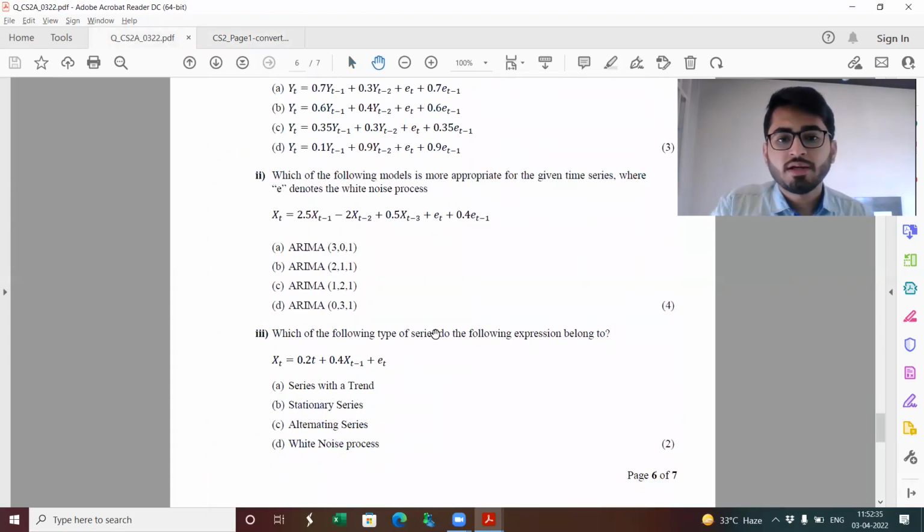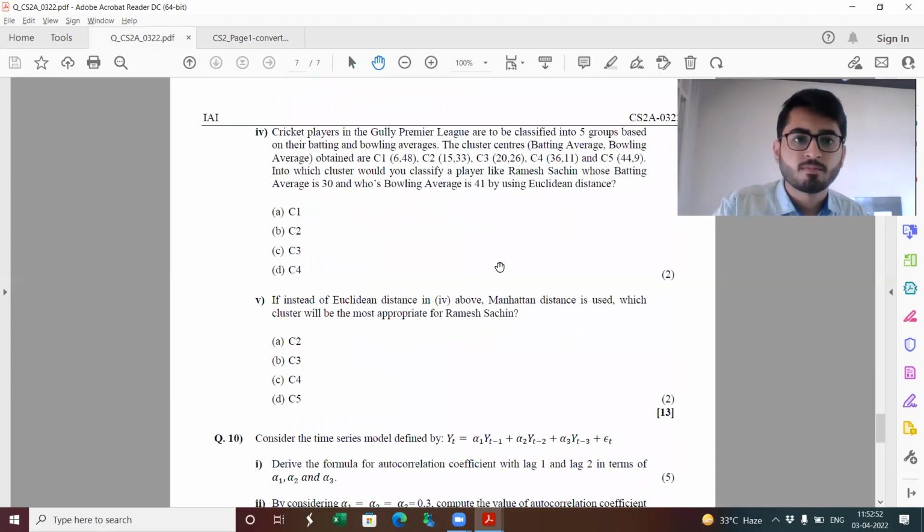Part 3: which of the following types of series does the following expression belong to? Xt is equal to 0.2t. So 0.2t means there's a particular trend over here. As t keeps on increasing, this will tend to increase the value of Xt as well. So this will be option 3, a series with a trend.